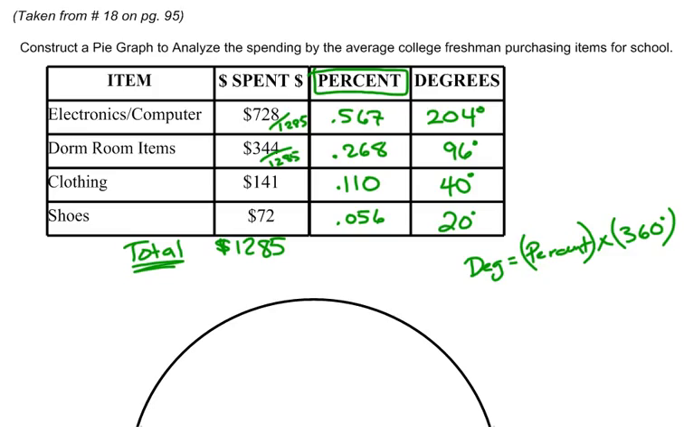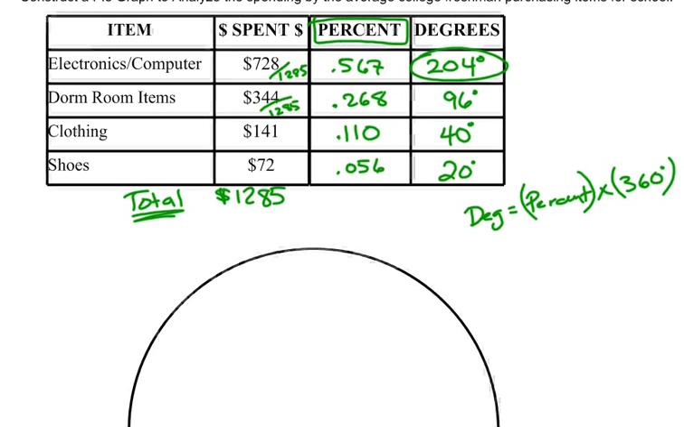So now that we've found that, which is the hard part of setting up the pie chart, we want to make sure that we understand how to get these numbers. We're just going to kind of sketch the rest from there based on these numbers. Now we see the first one, electronics and computers, is going to take about 204 degrees.